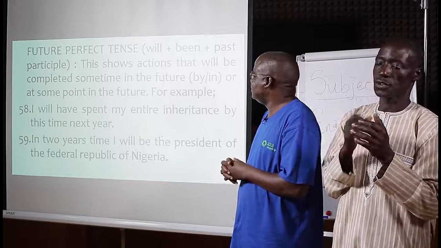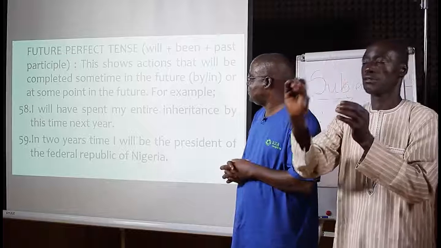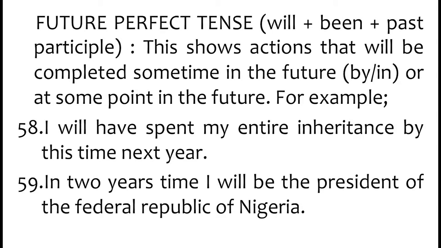Future perfect tense. In bracket, will plus have plus past participle. This shows actions that will be completed sometime in the future by using words like by or in, or at some point in the future. For example, I will have spent my entire inheritance by this time next year.